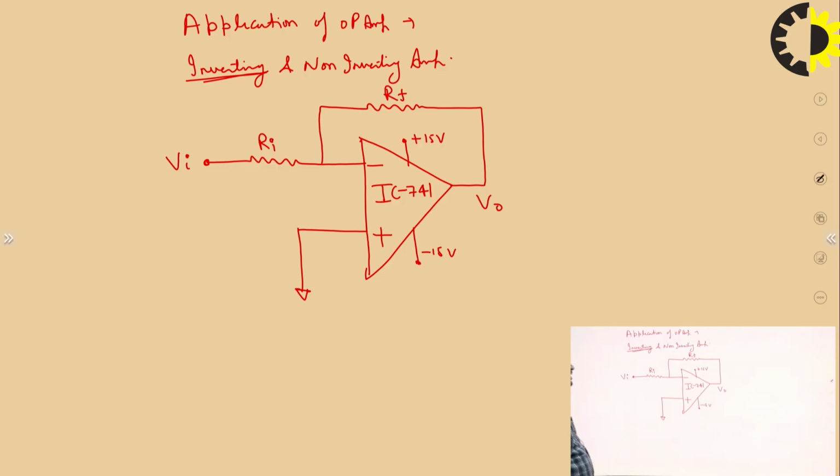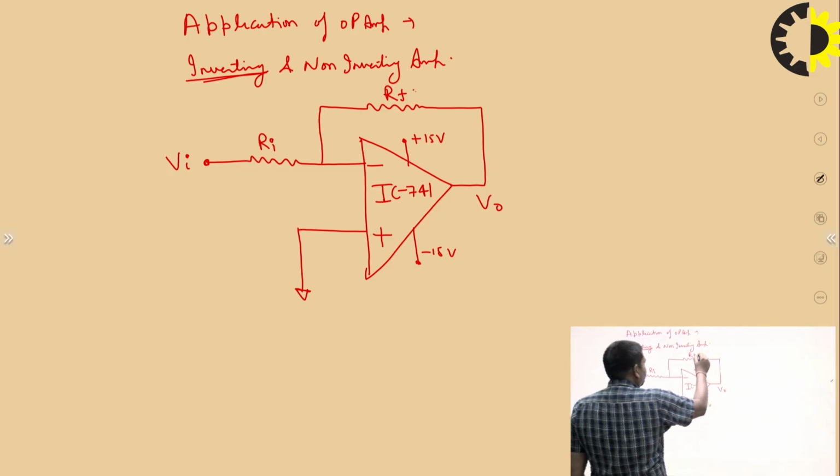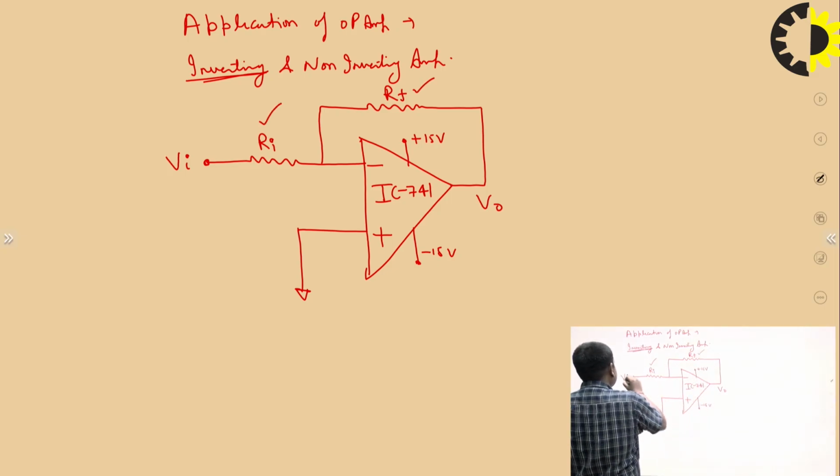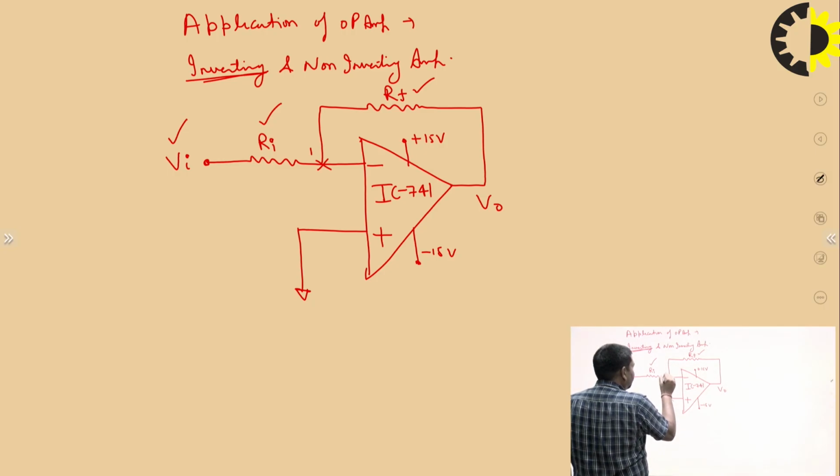So first, what is the output voltage in terms of VI, RI and RF? RF is the feedback resistance, RI is the input resistance, VI is the input voltage. So we want to establish the relation between the output and the input voltage in terms of RI and RF. Suppose this is terminal 1 or node 1, this is node 2.